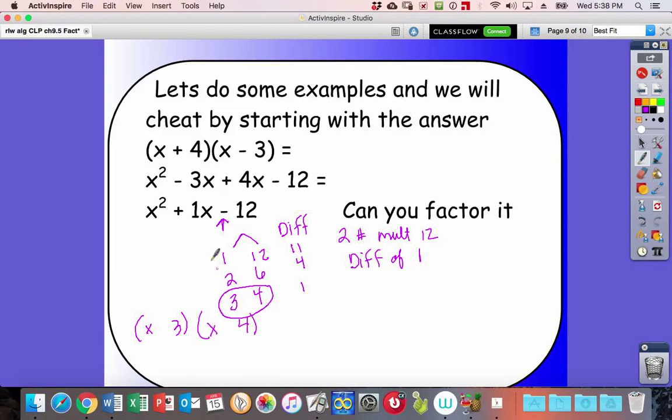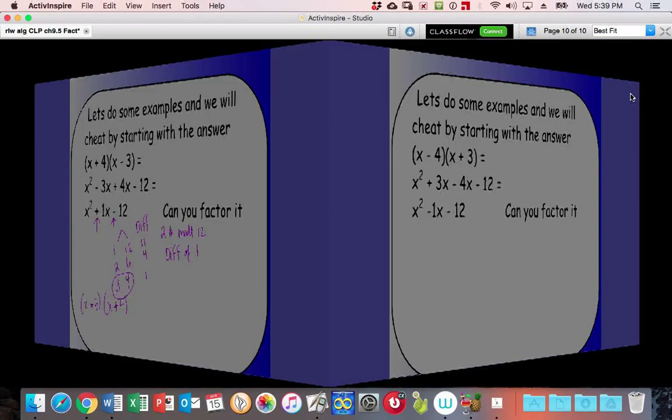Okay, now I come and I look at my first sign. It's a positive. If it's a positive, the biggest factor, 3 and 4, it's going to get the positive. And I got it. Okay, let's go to the next one.